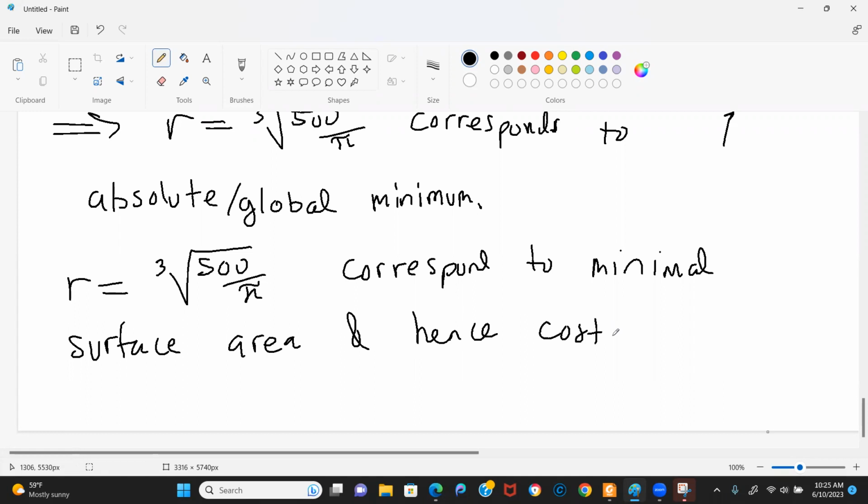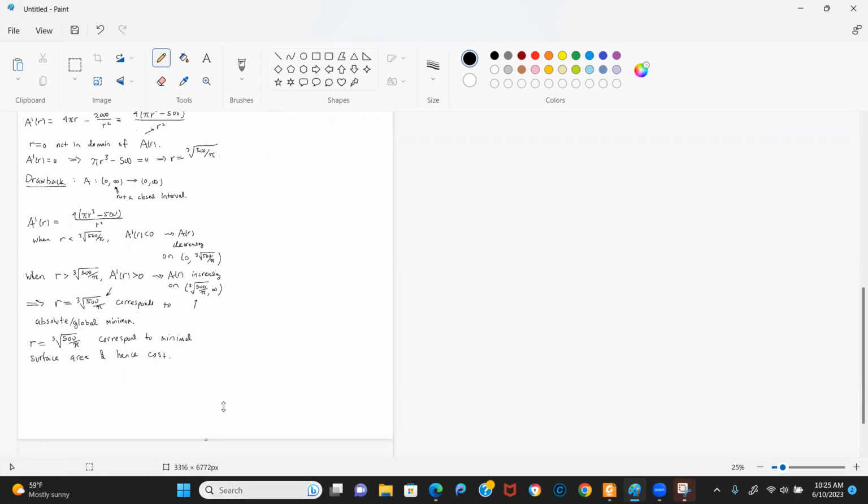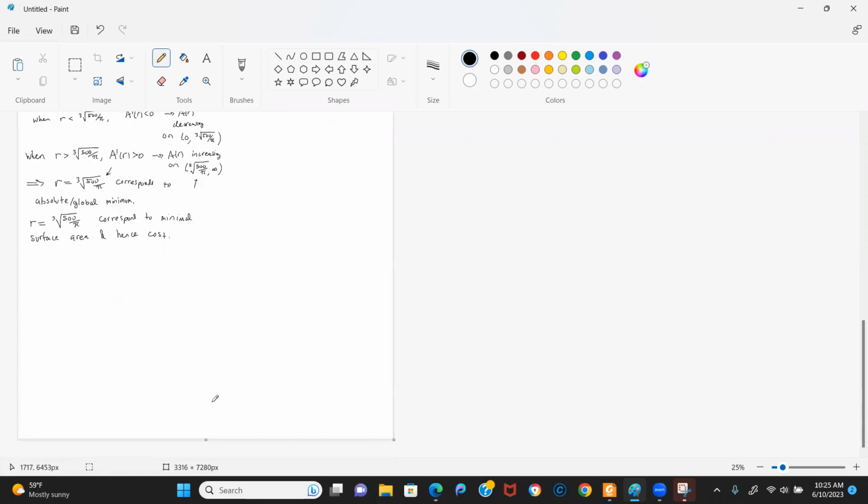Hence cost. It's going to give you the minimal surface area. Hence, since we know surface area is in correspondence with cost, this will give you the minimal cost. So let me pull this down a bit and just write a little bit more on this.